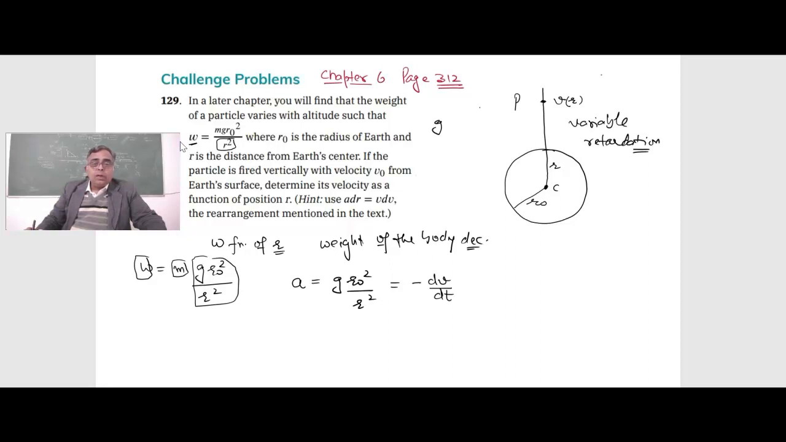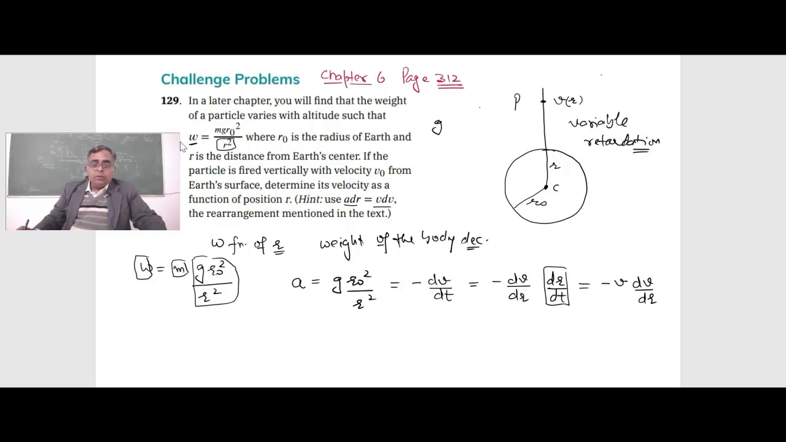Now this question is purely a calculus based question, and the hint has also been given on how to find the acceleration term. So I am writing this equation as minus dv by dr into dr by dt. So I have used the chain rule in calculus. Now this dr by dt, the rate of change of position, I can write as v. So this is minus v dv by dr. What this indicates is that there is a variation in the velocity with respect to the distance from the center of the earth.